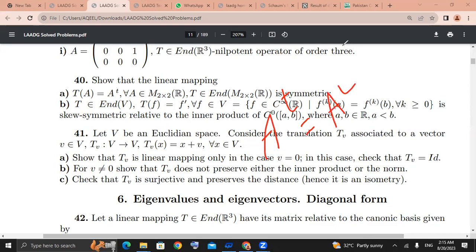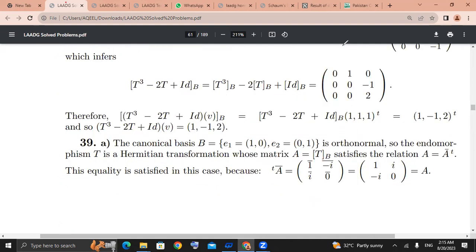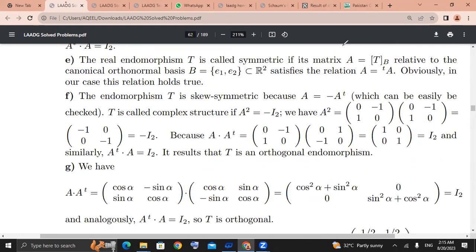As in this case, he defines T of A as A transpose. We have to check that it's symmetric. We take its transpose. Its transpose is A transpose into A. So A transpose into A is equal to A transpose. So it's symmetric. In a similar way, but this question is not important as it comes in the paper, so skip this question, I say. Now, question 41 is also not important.